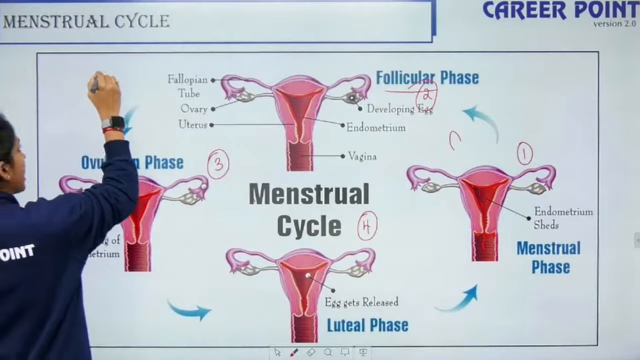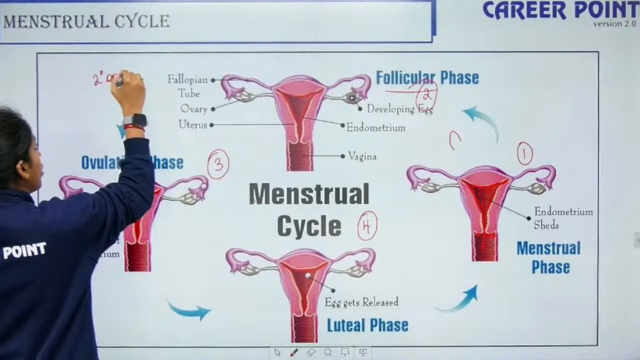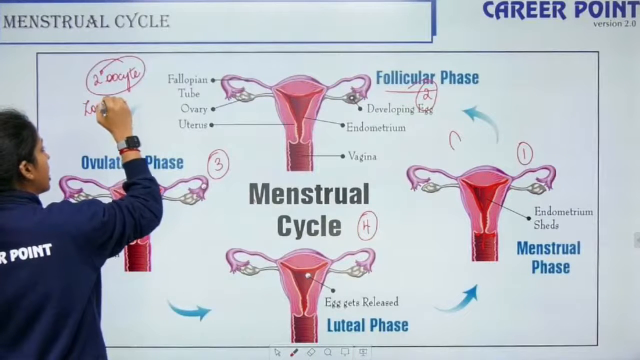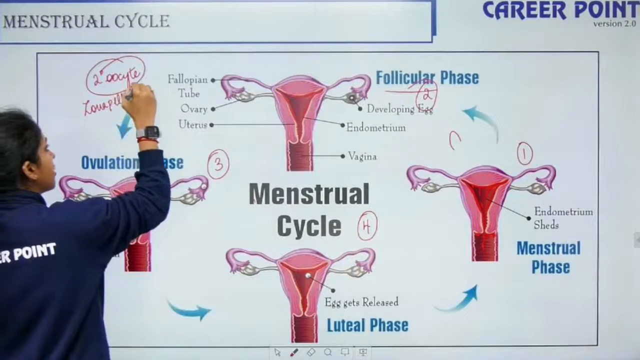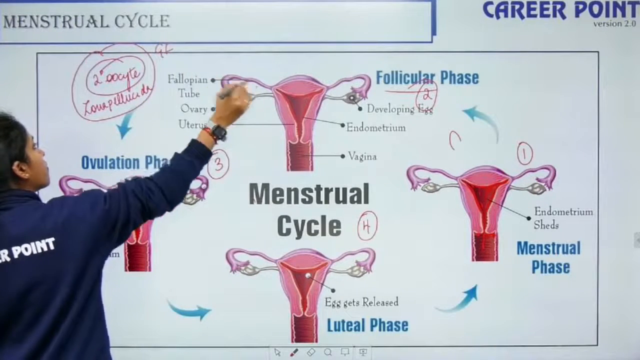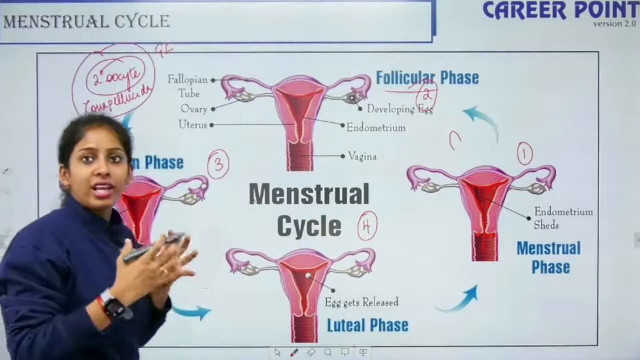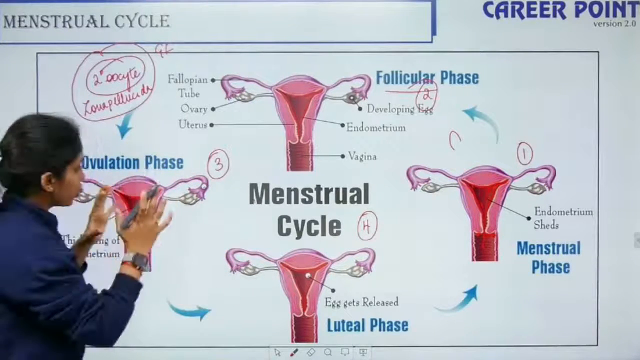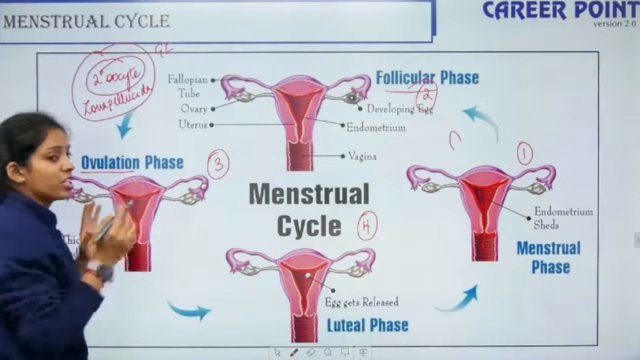When I say the secondary oocyte is getting ready, it means the secondary oocyte surrounded by the zona pellucida, which is in turn surrounded by the Graafian follicle, is ready. Right? So that is what I mean when the secondary oocyte is also getting ready simultaneously. After the follicular phase, you have the next phase, that is the ovulation phase.